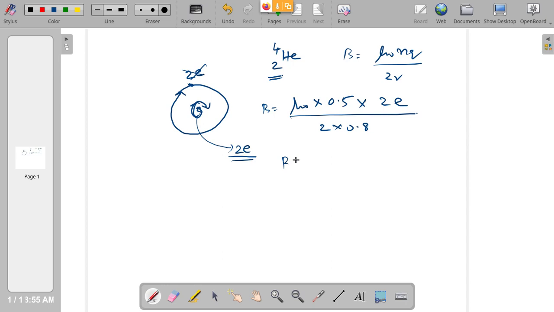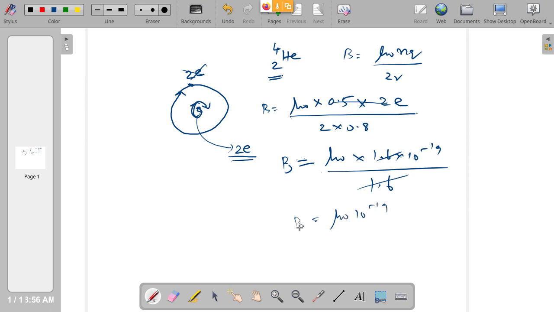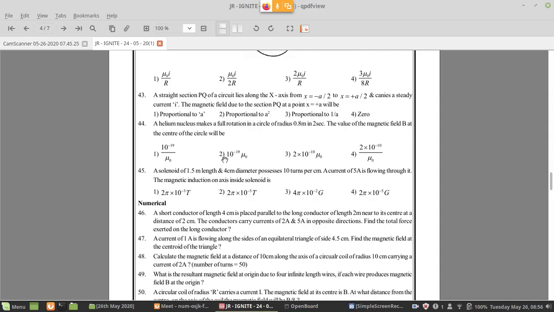Now what is the magnetic field? That is the question. So 2 into 0.5 is 1, and this is 1.6. So mu naught into these two will cancel as 1. Electron charge is there, 1.6 into 10 power minus 19 divided by 1.6 again. So these two will cancel. So mu naught into 10 power minus 19, that is the magnetic field in Tesla units. So the choice is second choice, B.